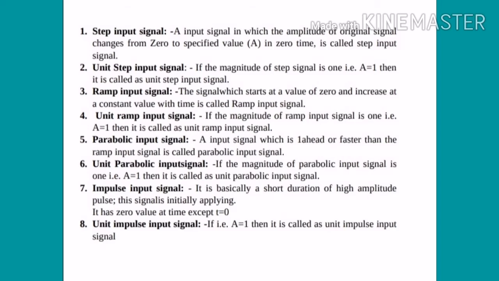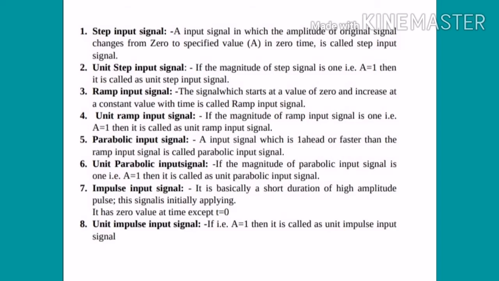First is step input signal. What is step input? An input signal in which the amplitude of the original signal changes from 0 to a specified value, that is A, in 0 time. It is called step input signal. Second is unit step. Only in this the magnitude of the signal is 1, that is, the amplitude will be 1. Third is ramp input signal.